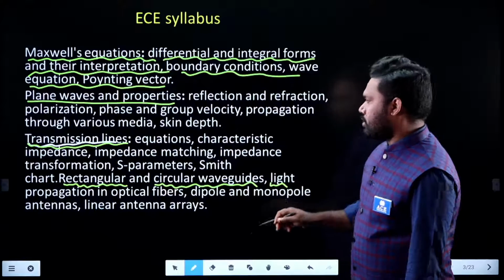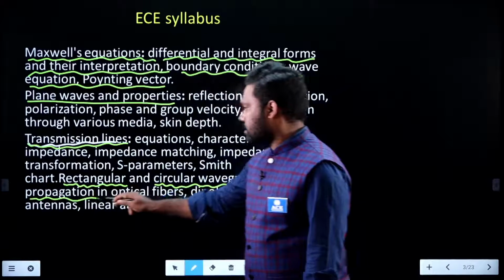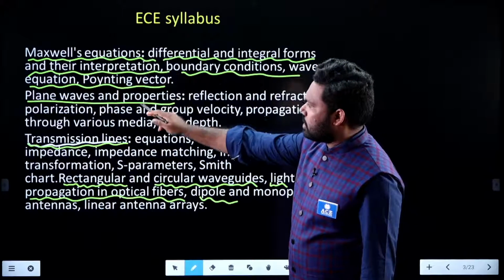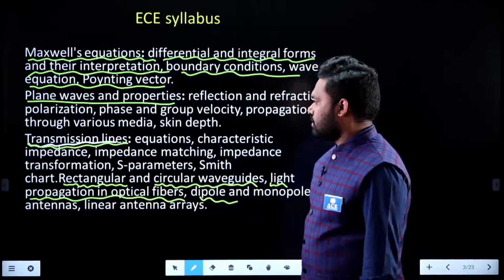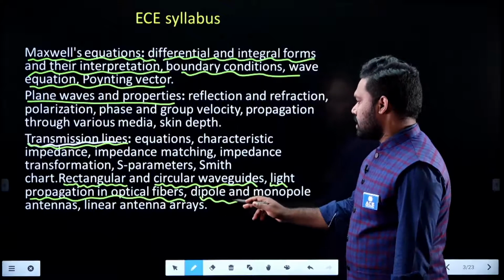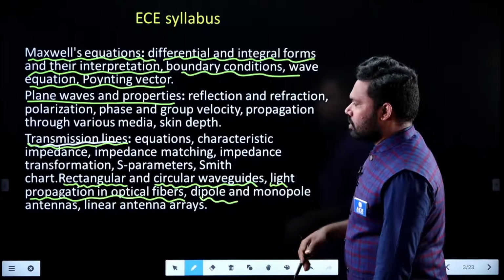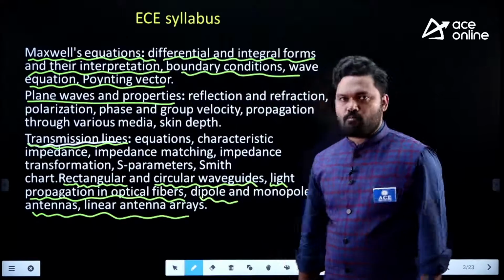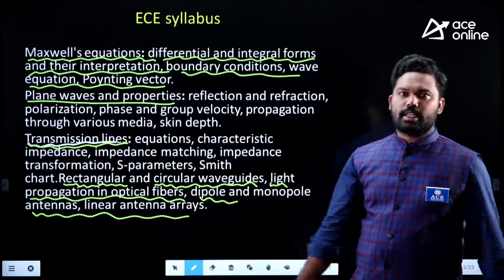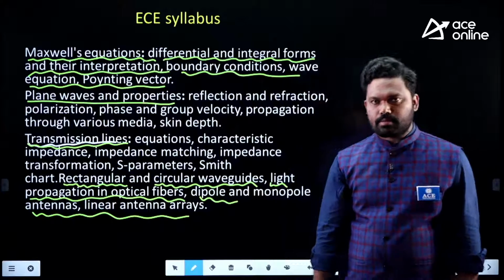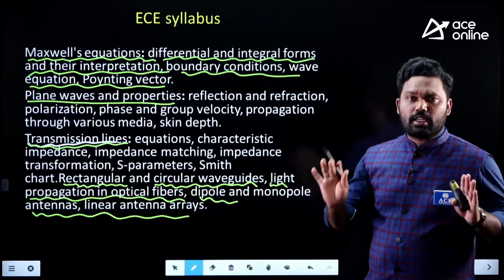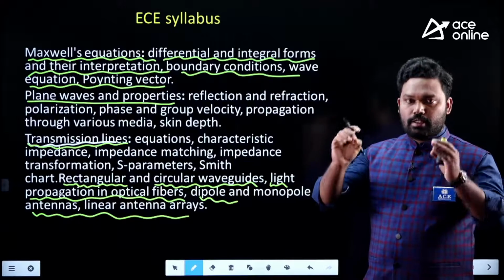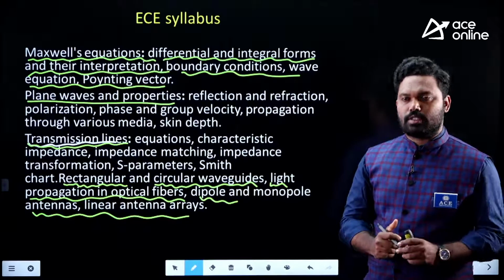And then light propagation in optical fibers. Then dipole antenna. So you can say this is the first module, second one, third one, fourth one, and then the fifth one. The fifth one is dipole and monopole antennas, linear antenna arrays. So this is the syllabus which is taken from the IIT website. Fine. For the electronics and communication engineering students, this subject is very important and it plays a dominant role in your selection process.